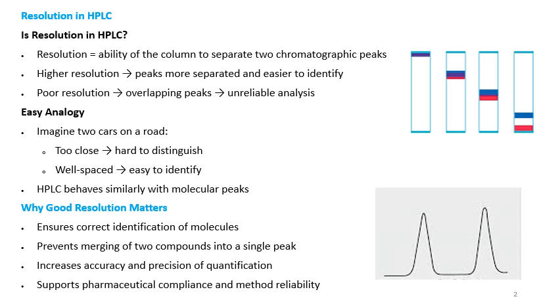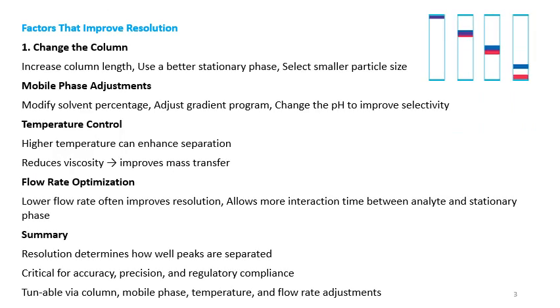Now, why is resolution required? To ensure the correct identification of the molecules, because if these two peaks are merged into each other, there will be difficulty in the analysis. Preventing merging of two compounds into a single peak increases accuracy and precision of the quantification and supports pharmaceutical compliance and method reliability. That's why resolution should be there. The column should separate these two analytes.